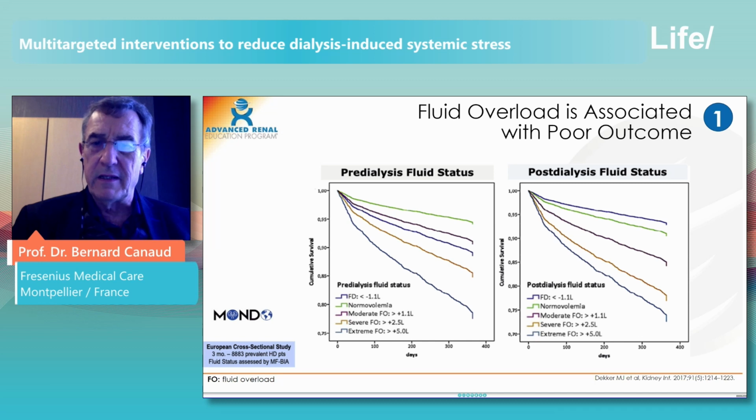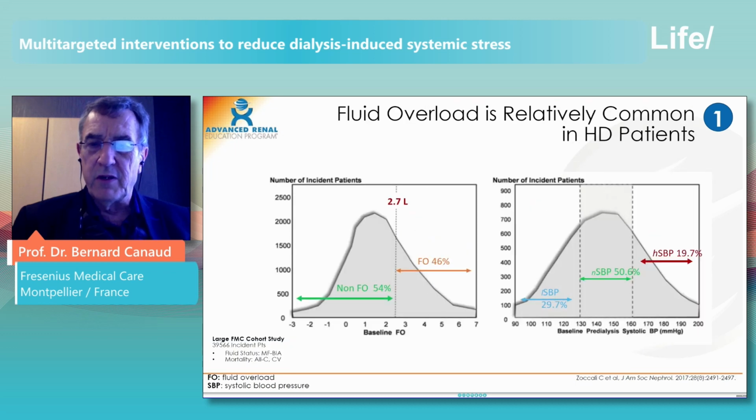So the blue line is, I would say, almost normal volemic condition, and the blue line at the bottom shows you within 1 year almost 30% mortality increase. So we know that high fluid overload is associated with a tremendous risk of mortality. This is also from Zoccali, confirming the same information.